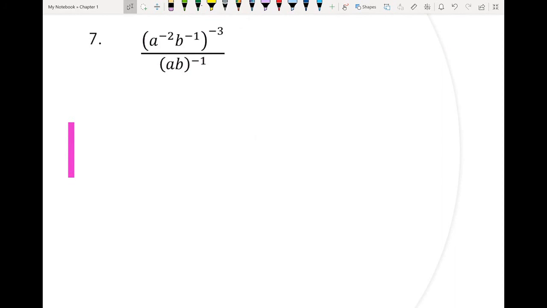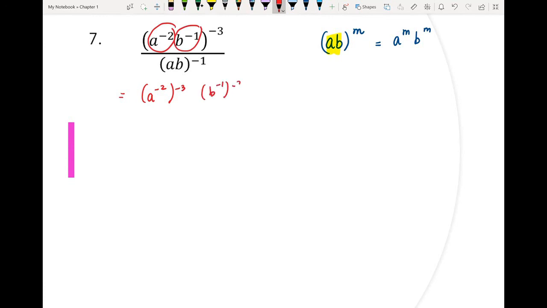Okay, now for question number 7. Question number 7, we will play with the rule where I have AB power M. So this means that whatever is inside this bracket will be raised to the power of M. So I'm going to get A power M, B power M. So now what I'm going to do, continue, I will have A power -2. This whole thing will be raised to the power of -3 also, as well as this thing. So this is B power -1 raised to the power -3.